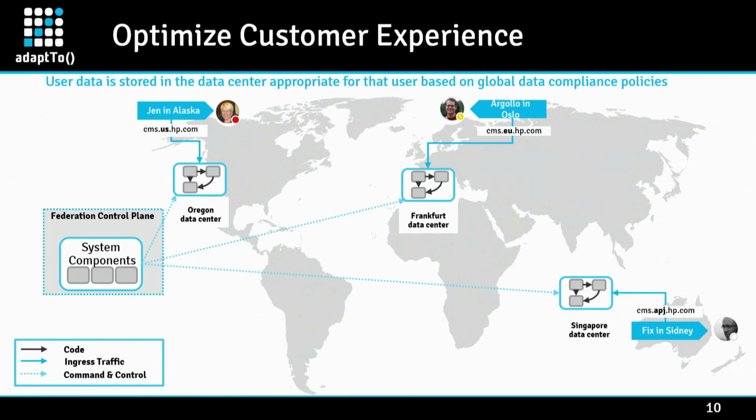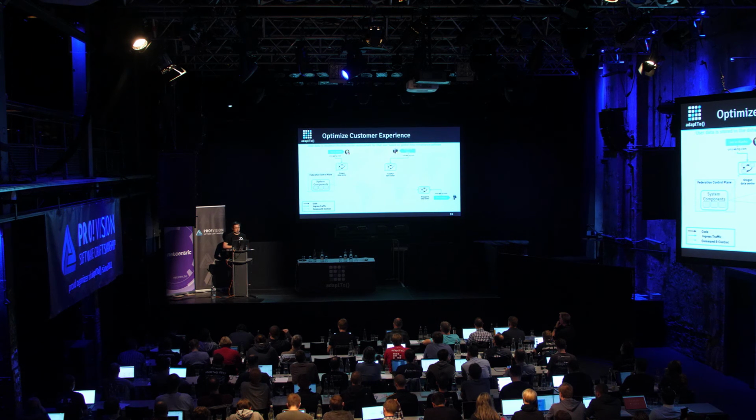In this example, you can see 3 different data centers and 3 different users. Each of them will sign up to an application through a global vanity URL, and their data will be stored in their appropriate data center. Jen is a user in the US, so she'll have her data stored in the US data center. Galo is a user in Europe, so he uses the Europe data center, and Fix is in Asia, so he has his data in the Asia data center.